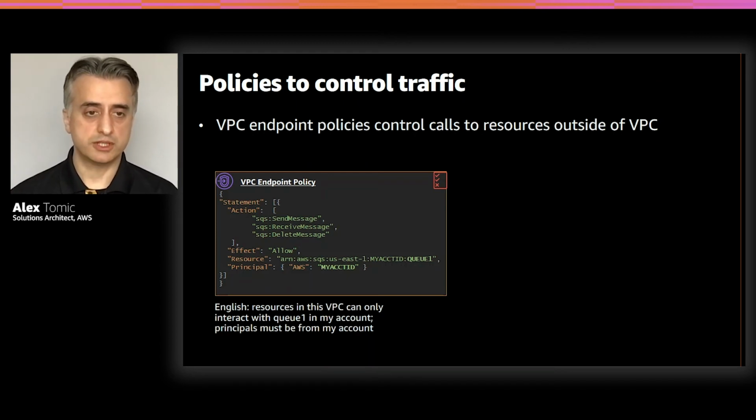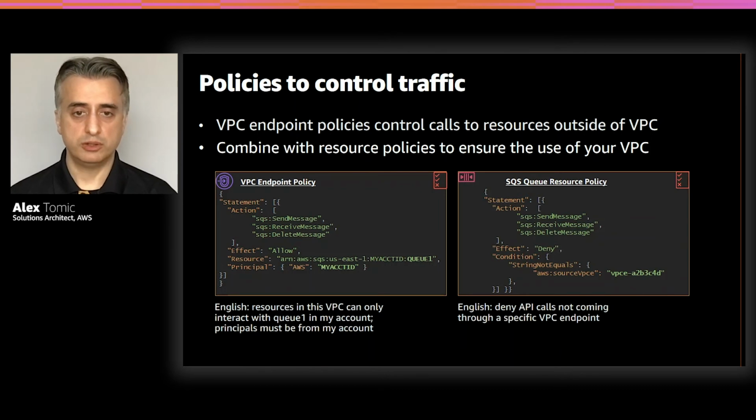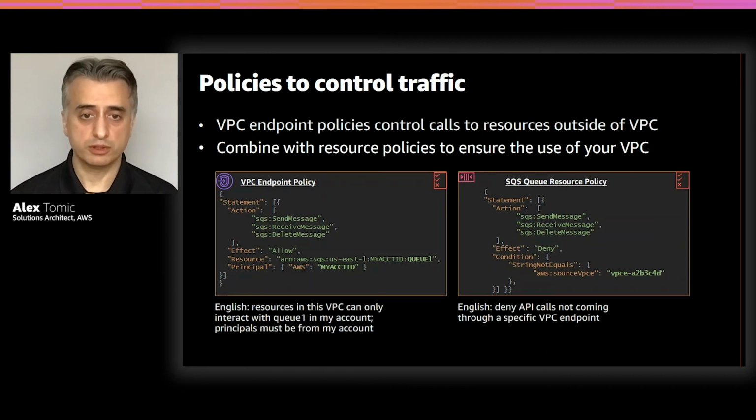In this particular example, we are allowing communication only to a very specific SQS queue. You can pair VPC endpoint policies with resource policies, and in this case, we have a resource policy applied on the queue that allows traffic that went through your endpoint to talk to this queue. As you can see, these policies provide additional and very important layers of control that go beyond the networking rules.